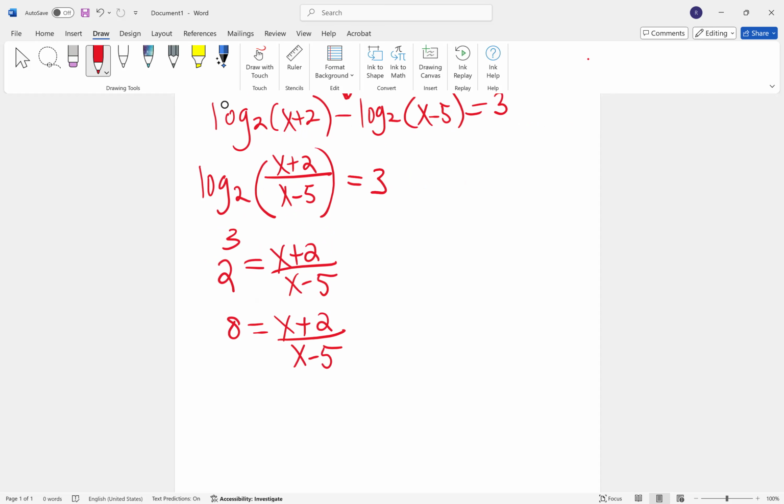And this is just a proportion. We could solve this by cross multiplying. So I'm going to get 1 times x plus 2, which is x plus 2. Set that equal to the other cross product. So 8 times x minus 5. So we're going to get x plus 2 equals 8x minus 40.